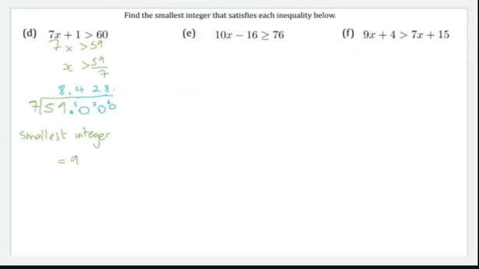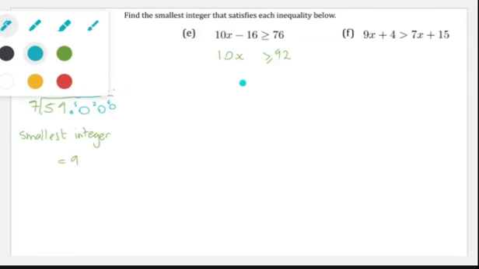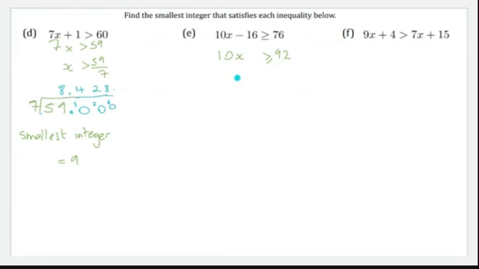So you add 16 on both sides. So that would be 10x is greater than or equal to 92. Yep. So divide by 10 on both sides. x is greater than or equal to 9.2. Yep. So would it be 10? Yes. So the smallest integer equals 10.